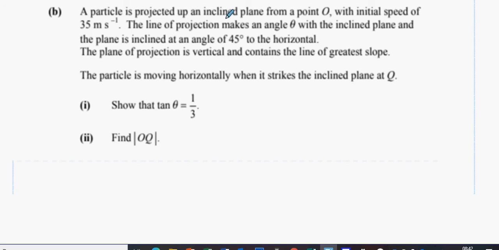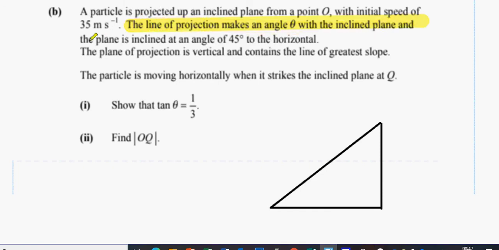A particle is projected up an inclined plane from point O with an initial speed of 35 meters per second. The line of projection makes angle theta with the inclined plane. So, you've seen me make mistakes here right away. Always read this part twice. It says it makes the angle theta to the inclined plane. So that means theta is here. And theta is that way, then it goes up and it drops down. Happy days. And the angle of the plane itself is 45 degrees.